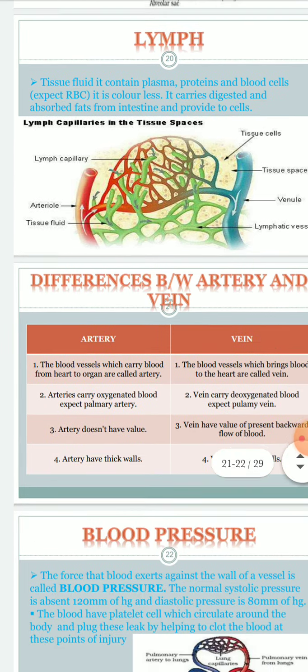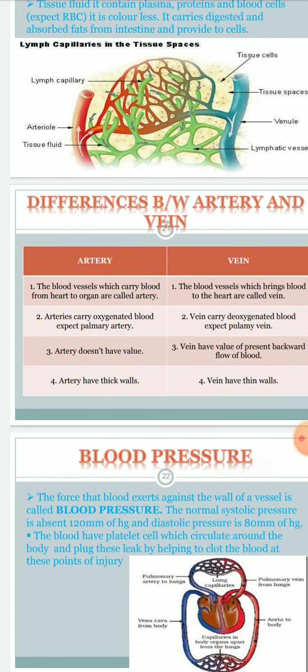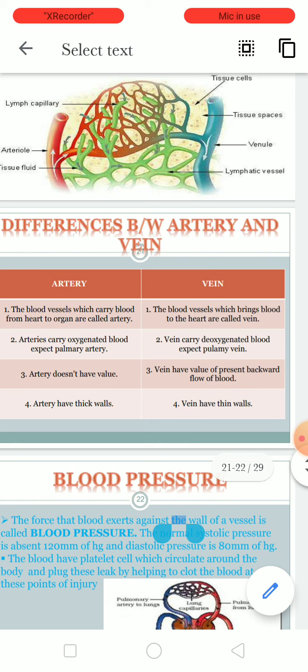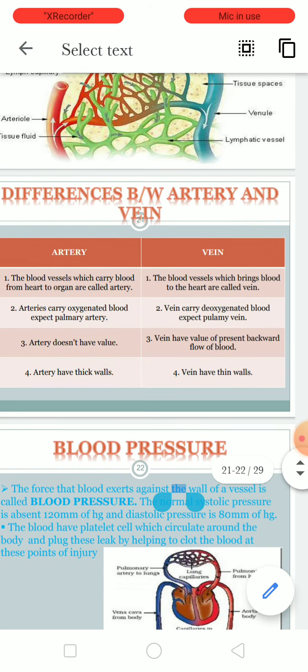What is the difference between artery and vein? Artery basically carries oxygenated blood, and it carries blood from the heart to the organs. Arteries do not have any valves, and they have very thick walls. Veins basically carry deoxygenated blood, except the pulmonary vein, and they bring blood to the heart.